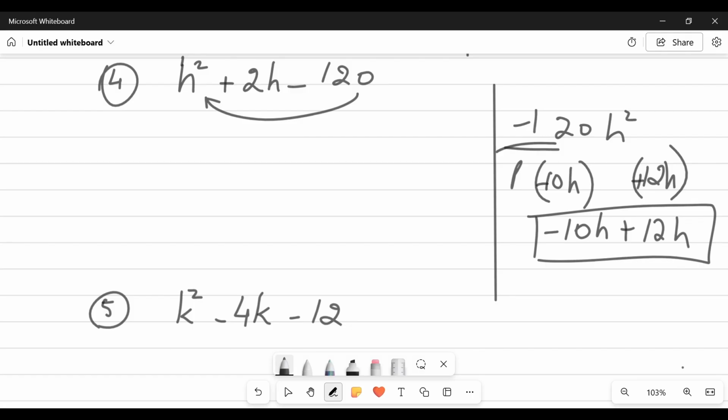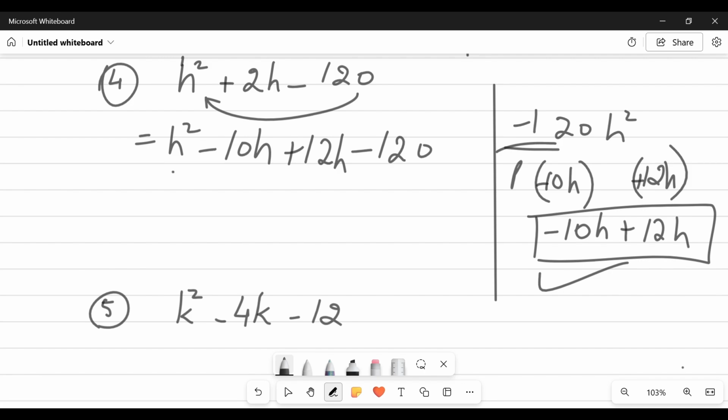Okay, so here h squared first and last comes as it is. Now write down this in the middle, minus 10h plus 12h. Okay, now what we need to do? Come on, students, tell me what we need to do. We need to make pairs, first two terms and the last two terms. Now check what is the highest common factor between h squared minus 10h. H is the highest common factor, so we are left with 1h minus h cancel, 10 plus 12 and 120.